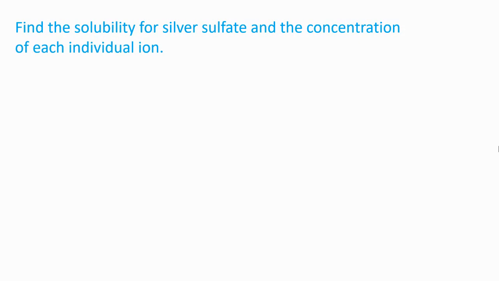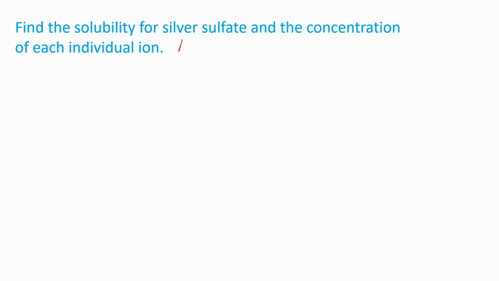Friends, we're back again. We're working with very slightly soluble compounds and solubility product equilibria. This time we have a little bit tougher of a problem than we saw before, even though it's asking for the same things. It says find the solubility of silver sulfate and the concentration of each individual ion. The tough part for this is the fact that we won't have all one-to-one ratios like we did before.